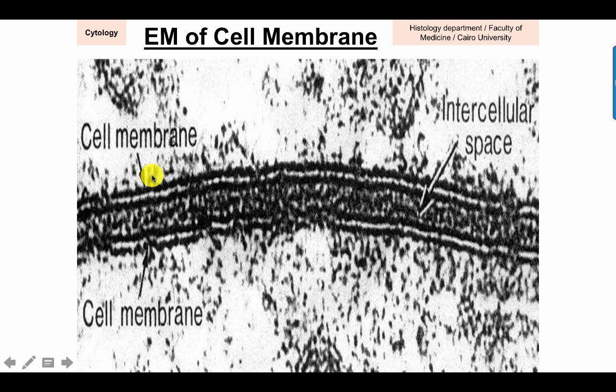And on the surface of the cell membrane, we have the coat, and this is the intercellular space, and this is the cytoplasm. This is the side of the cytoplasm. This is the cell membrane, two dark lines and a light or electron-lucent line in between, forming what is called trilamellar appearance or unit membrane.